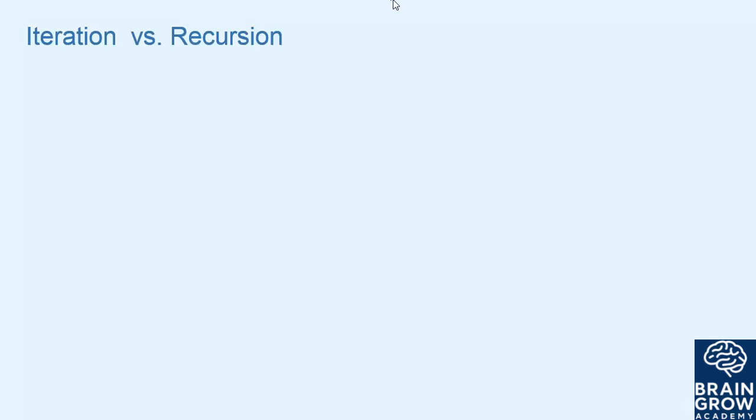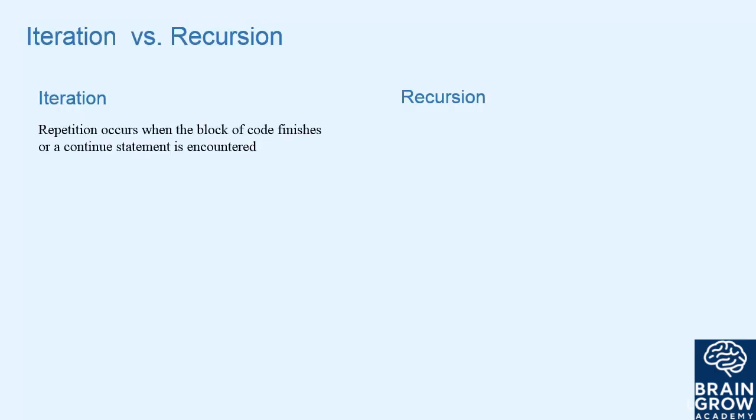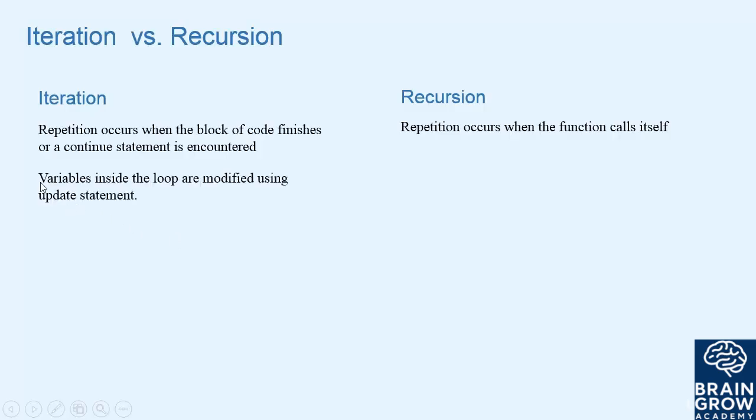Most of the repetitive problems can be implemented using either iteration or recursion. So in this video, we'll compare the two approaches. In both iteration and recursion, the same code is repeatedly executed. In loops, repetition occurs when the block of code is finished or when a continue statement is encountered. In recursion, repetition occurs when the function calls itself. In loops, variables inside the loop are modified using an update statement, and in recursion, new values are passed as parameters to the next recursive call.